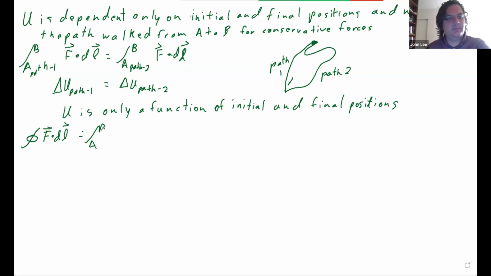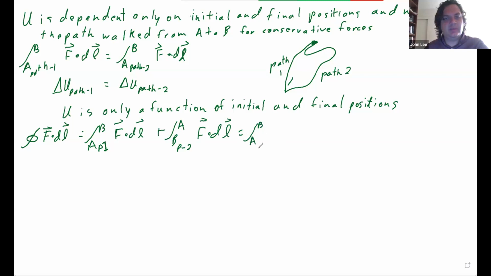the integral from a to b, let's just call it path 1, of F dot dl, plus b to a instead of a to b, path 2, of F dot dl, which is going to be equal to the integral from a to b along p1 of F dot dl minus the integral from a to b along p2 of F dot dl, because you're just going in the opposite direction.